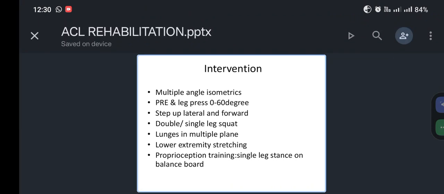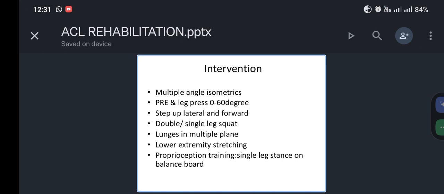Then PRE, that is progressive resistance exercises, and leg press can be progressed in this phase from 0 to 60 degrees. As we discussed earlier, 0 to 30 degrees can be started in the initial phase and it will be progressed to 0 to 60 degrees in the second phase. Step up lateral and forward, double and single leg squat, lunges in multiple planes. Lower extremity stretching can be continued if flexibility is not achieved.